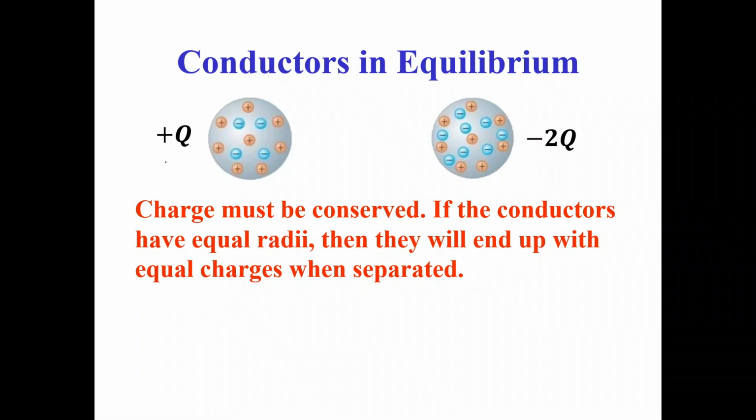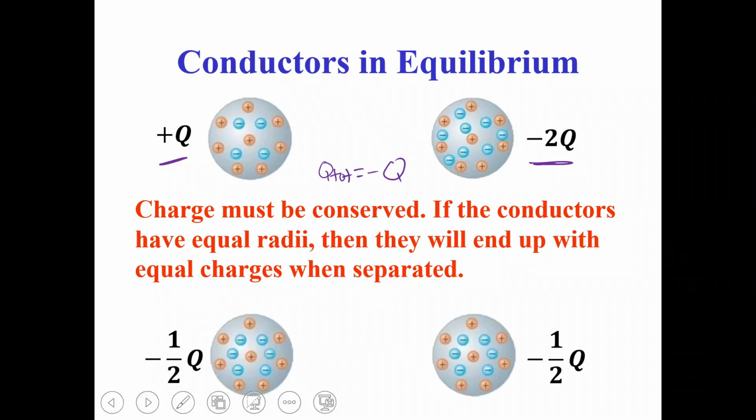We only worked problems in our previous unit for conductors that were the same size. So if I started with a positive Q on one and a negative 2Q on the other, and I brought them together, my total charge at the start is equal to negative Q. When they separate, they're each going to end up with a charge of negative Q over 2, because the total charge is distributed equally between the two, so that they both have no net force and no net electric field inside.